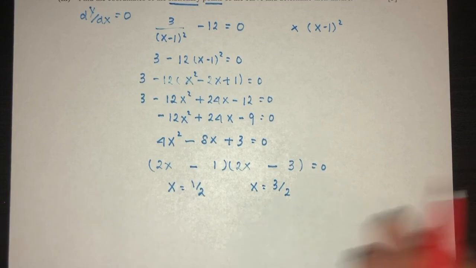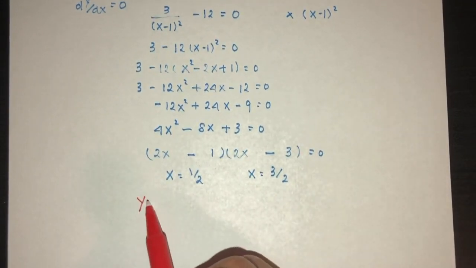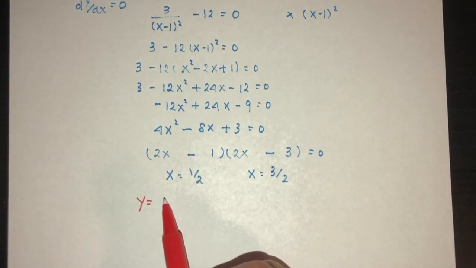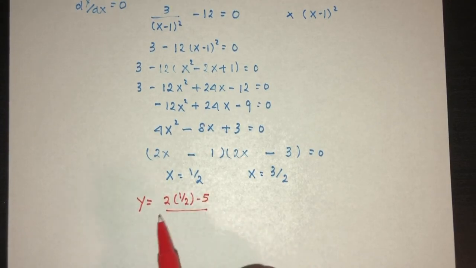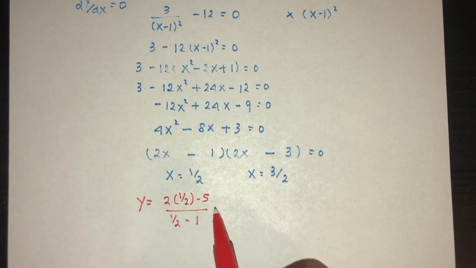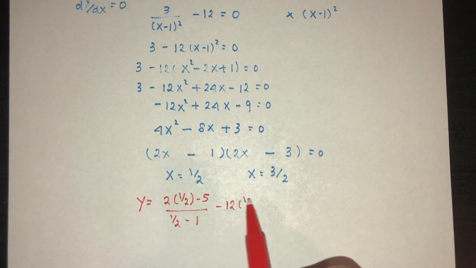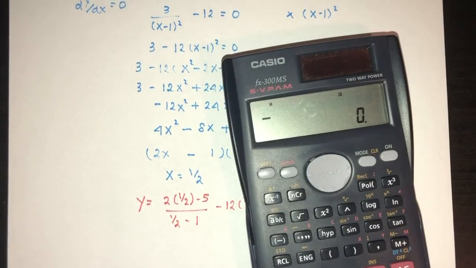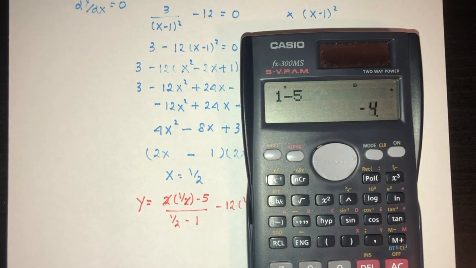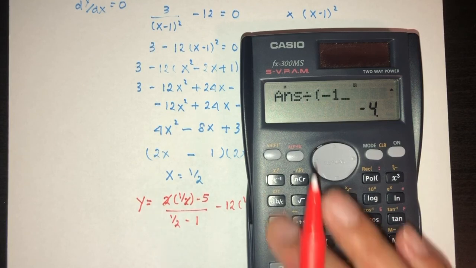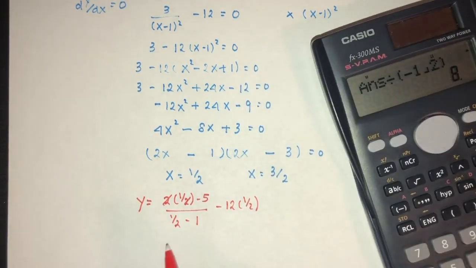So find the corresponding value of y. So the equation y will be 2 half minus 5 divided by half minus 1, minus 12 half. So this will be simply 1. So 1 minus 5 divided by minus half. That will be 8 minus 6, which will be 2.